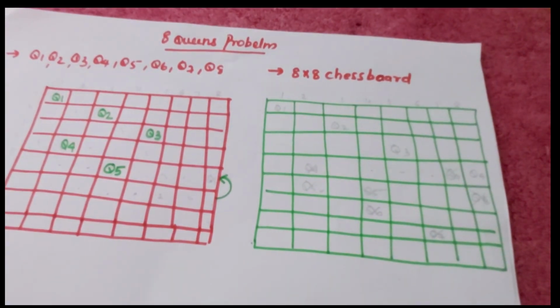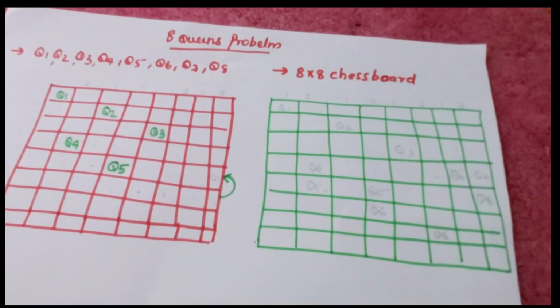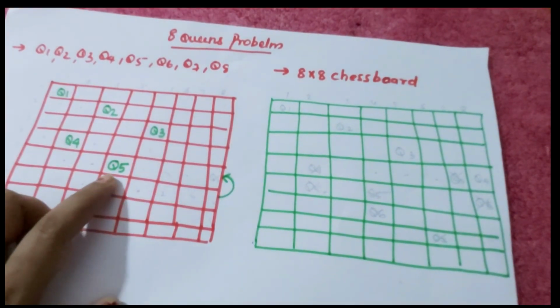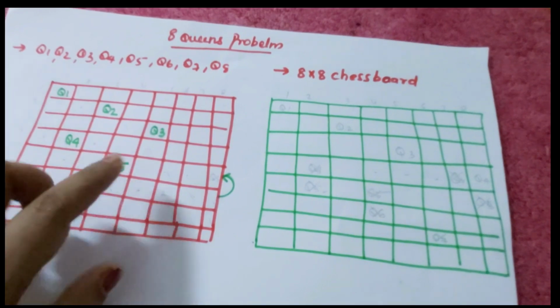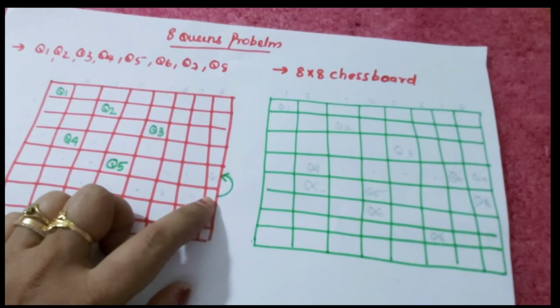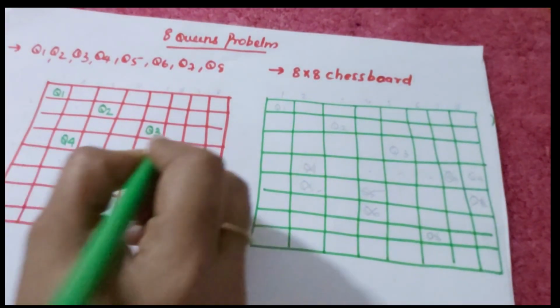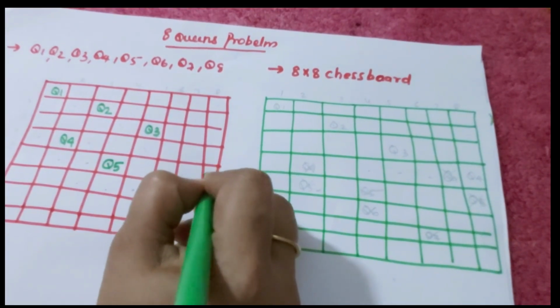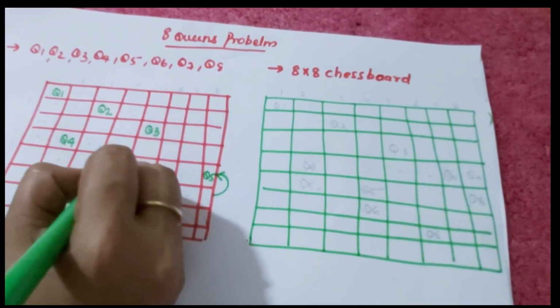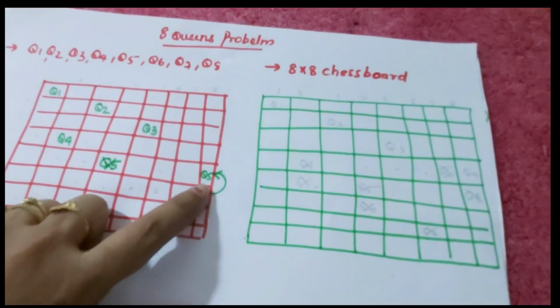You have to backtrack. And when you're backtracking, you can see another place where you can keep your Q5. You can keep your Q5 here, no? So this can be omitted and you can place Q5 here.